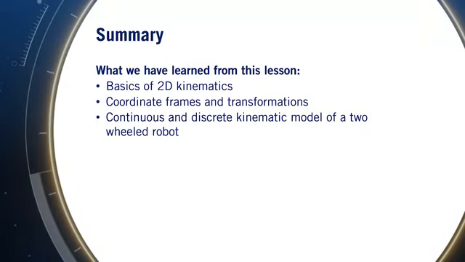To summarize, in this lesson we covered 2D coordinate frames and transformations. And we also covered continuous and discrete kinematic models for a two-wheeled robot. In the next video, we'll develop a kinematic bicycle model, a convenient and compact tool for representing a self-driving car's motion.